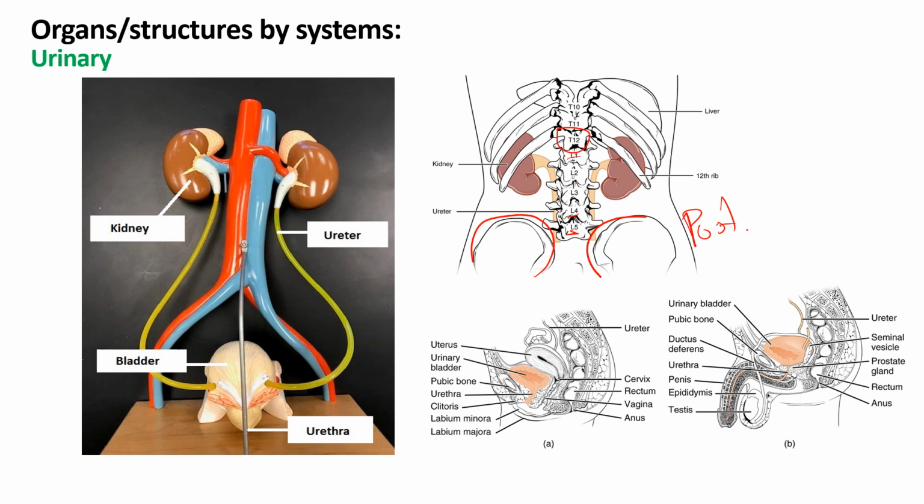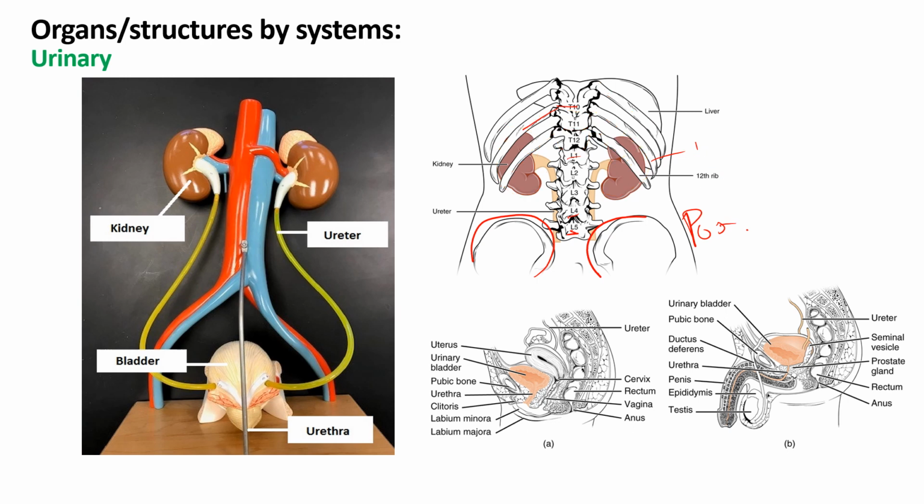That's T12, T11, T10. Remember I told you that we have the same amount of ribs as thoracic vertebrae. So this is rib number 12, rib number 11, and so on and so forth. Now the kidneys are at that level, right around the end where you have the last ribs, and the function of those ribs is to protect the kidneys against injuries or any trauma. The ribs partially protect the kidneys.